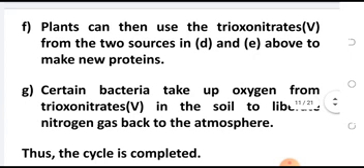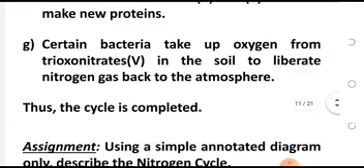So the next option here, G, tells us that certain bacteria take up oxygen from trioxonitrate(V) in the soil to liberate nitrogen gas, which can be released back into the atmosphere. So the cycle is completed.